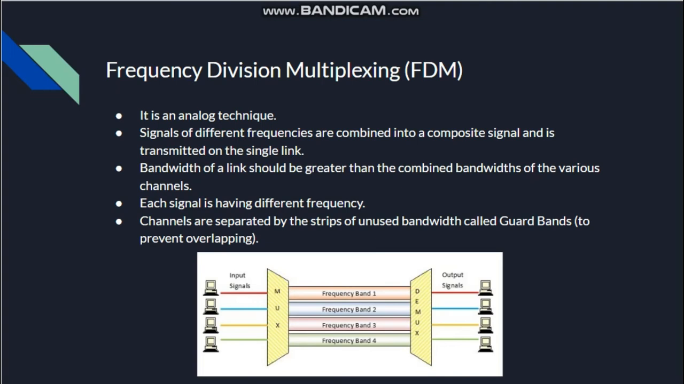First, frequency division multiplexing (FDM). FDM is an analog technique. Signals of different frequencies are combined into a composite signal and transmitted on a single link. The bandwidth of a link should be greater than the combined bandwidth of the various channels. Each signal has a different frequency, and the channels are separated by a strip of unused bandwidth called a guard band to prevent overlapping.